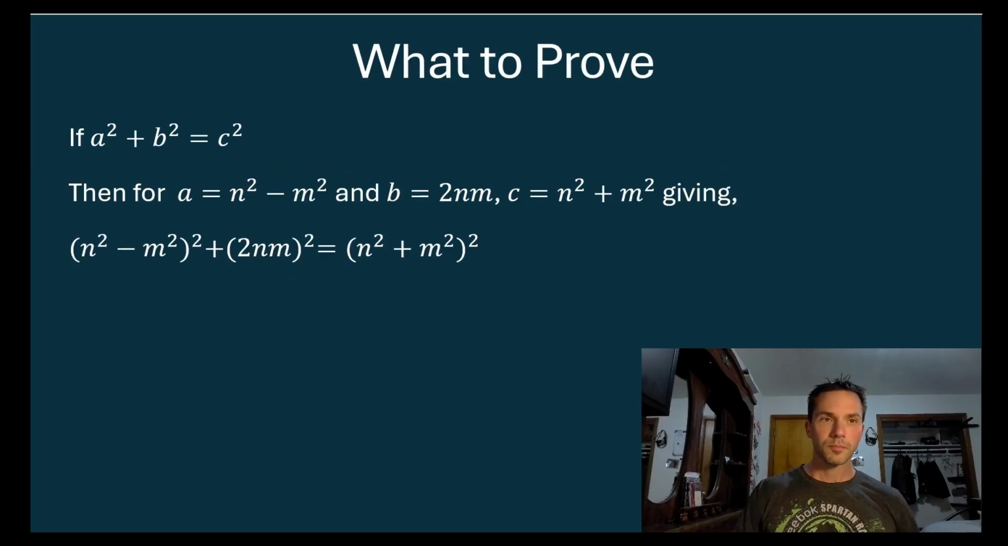So what do we want to prove? We want to prove that if you have a squared plus b squared equals c squared, and you substitute n squared minus m squared for a, 2nm for b, and c is going to be n squared plus m squared, this gives us (n squared minus m squared) squared plus (2nm) squared equals (n squared plus m squared) squared.